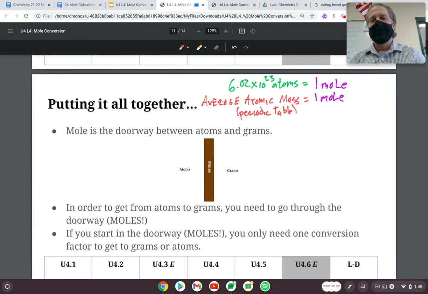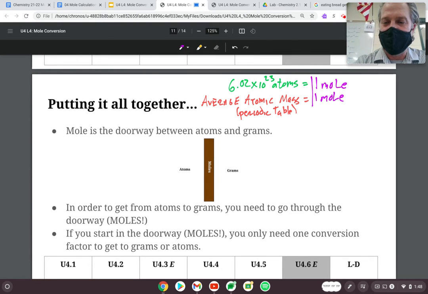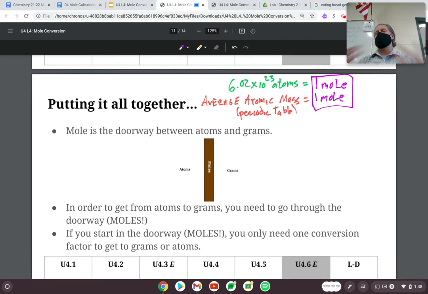Now, what hopefully you will be able to see is that the one thing in common in both of these relationships is they both happen to equal 1 mole. Which means that 1 mole is like the door or the bridge that connects atoms and grams together, because technically speaking we don't measure anything in atoms, and we also don't measure anything in moles, but the mole allows us to collect data on something that we can measure, which is grams.